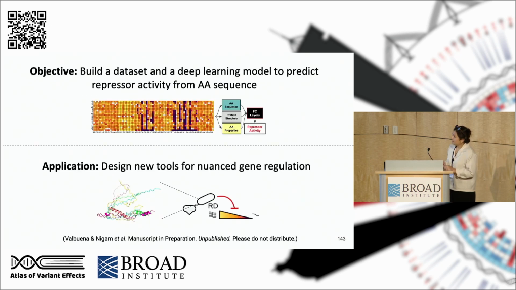And so in our work, we wanted to address both of those limitations. First, by generating a data set of functional readouts in human cells, and then coupling that with a deep learning model that would capture all the features that were present in our data, which included structure, but additional things as well, to predict repressor activity from amino acid sequence. And then today I'm going to talk a little bit about one of our applications, which is our attempts to use our neural net to now engineer new tools or repressor domains for nuanced gene regulation.